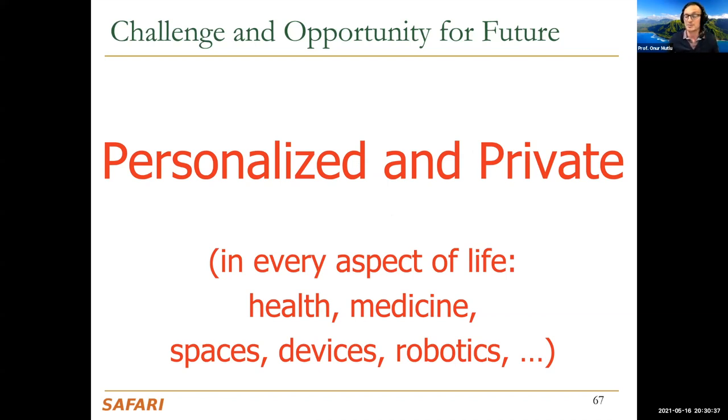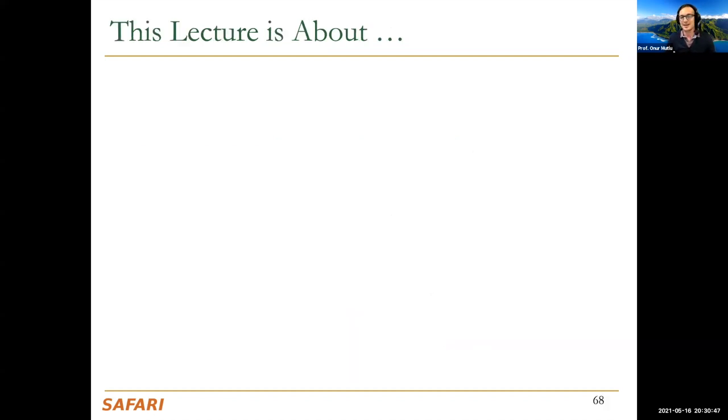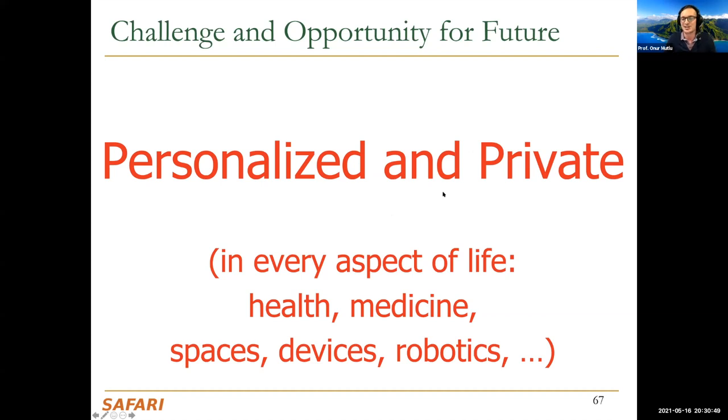Some of them are going to be with us all the time, and they have to be personalized and private. Health, medicine, spaces, devices, robotics. I think this is going to be an important issue. But I think personalization and privacy requires extreme energy efficiency and high performance also, because if you cannot process the data locally, you cannot easily keep it personalized and private as well.